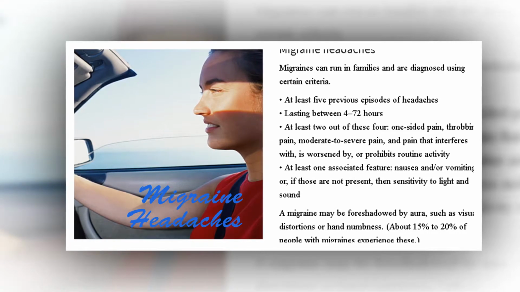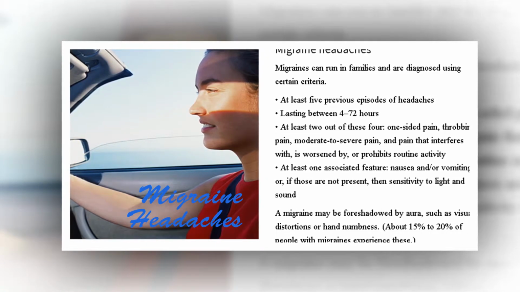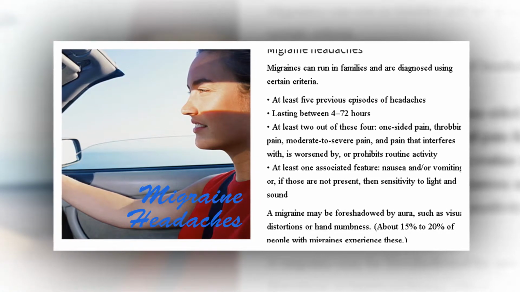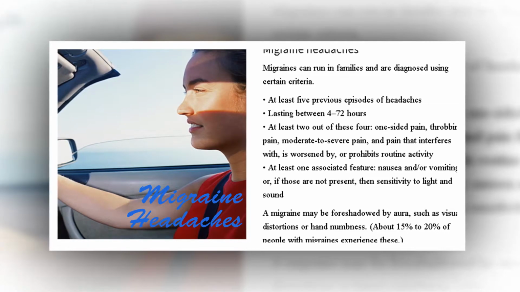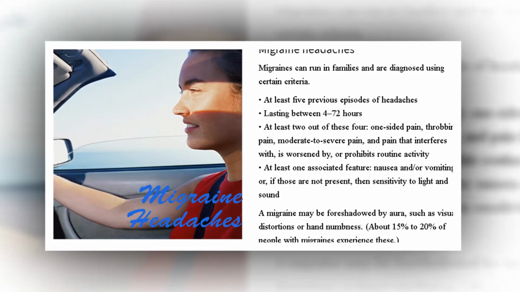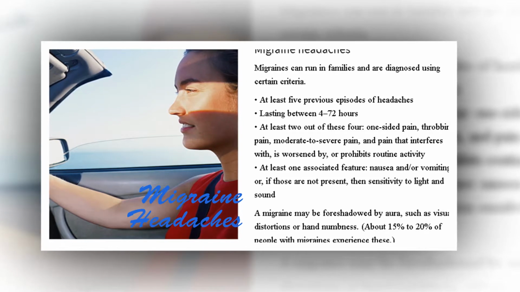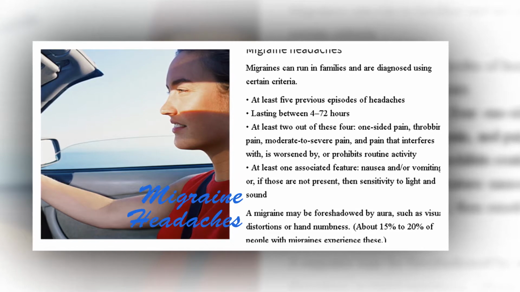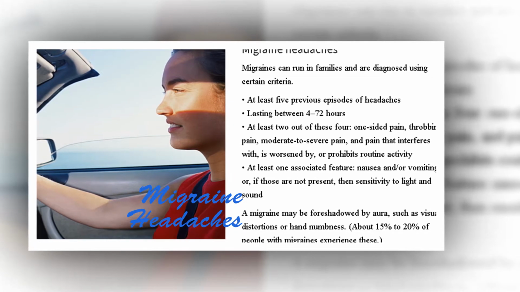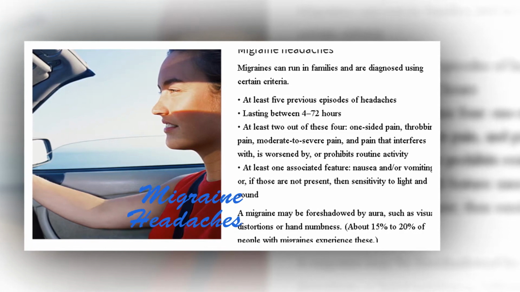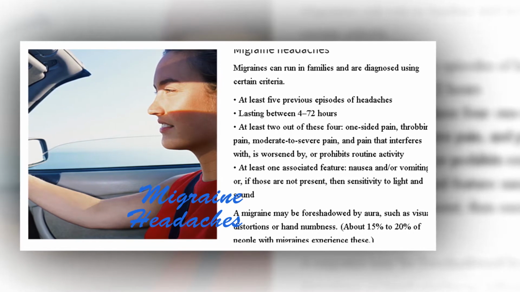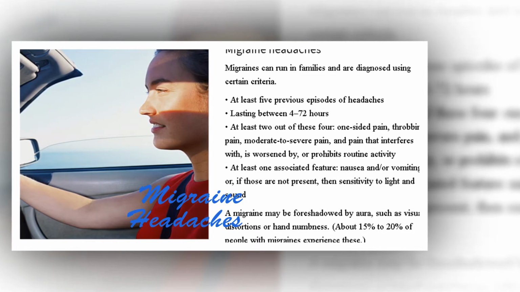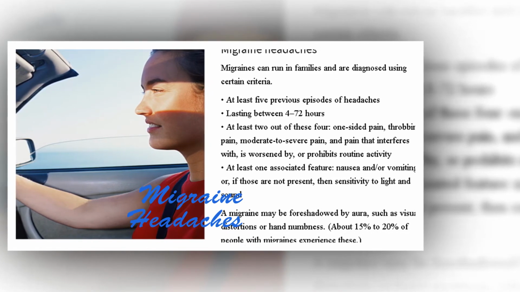3. At least 2 out of these 4: one-sided pain, throbbing pain, moderate to severe pain, and pain that interferes with, is worsened by, or prohibits routine activity. 4. At least one associated feature: nausea and/or vomiting, or, if those are not present, then sensitivity to light and sound. A migraine may be foreshadowed by aura, such as visual distortions or hand numbness. About 15% to 20% of people with migraines experience these.